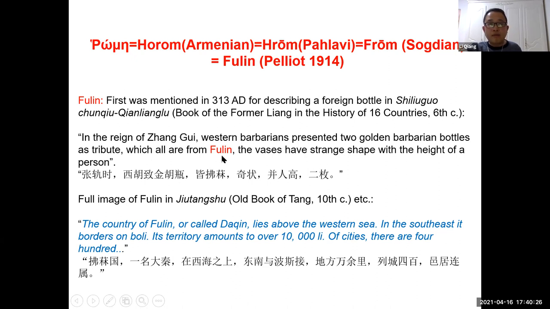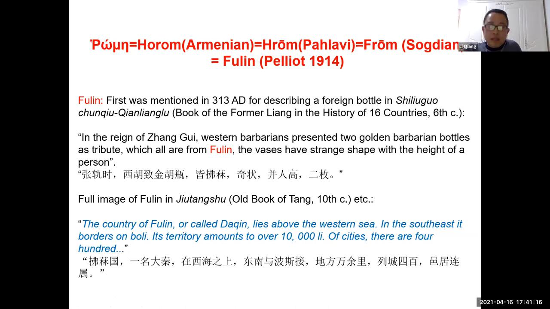And later on, this term Fulin appeared very often in the 7th, 8th, and 9th centuries, especially intensively in the 7th and 8th centuries. So we can see in the Old Book of Tang, it describes the country of Fulin, or called Daqin. So look, it was connected with the previous one. It lies about the West Sea. In the southeast, it borders on Boli. Its territory is over 10,000 li, with 500 cities. So with all this information, scholars believe that it should be the Byzantine Empire.